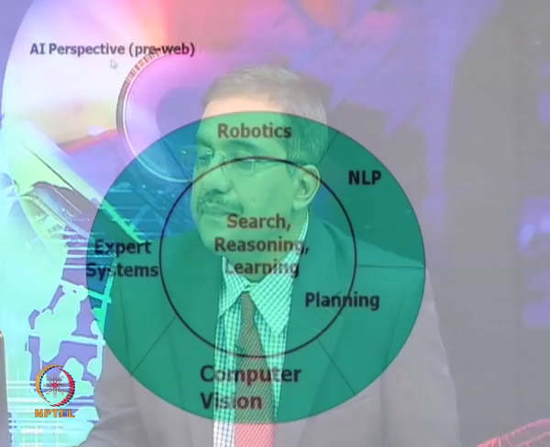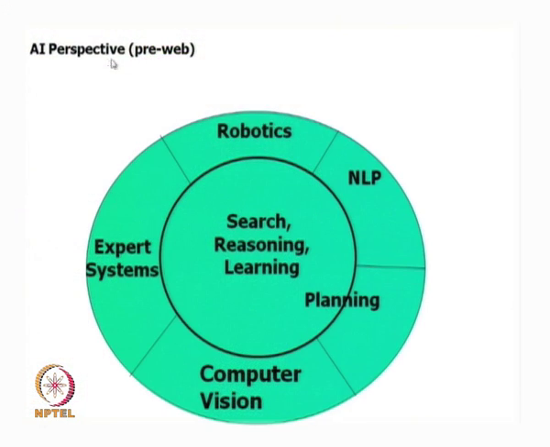So, today we would like to discuss these issues in more detail, and we will take a perspective view to see where IR and NLP are placed with respect to each other. So, if we take the AI perspective, which is pre-web, then there is this diagram of AI, which is a classic. Actually, there are these core areas of artificial intelligence like search, reasoning, learning, some amount of planning, which are used by these areas of AI, namely robotics, natural language processing, planning, computer vision, expert systems.